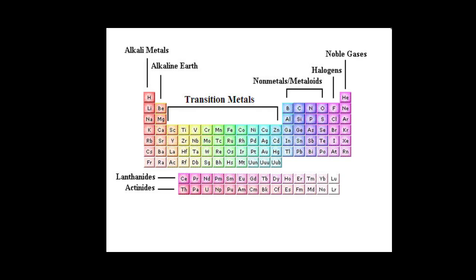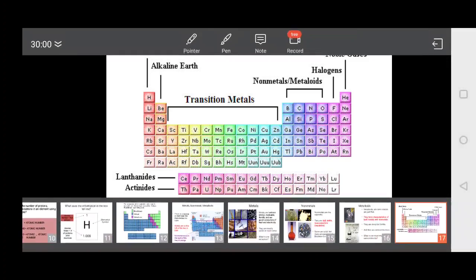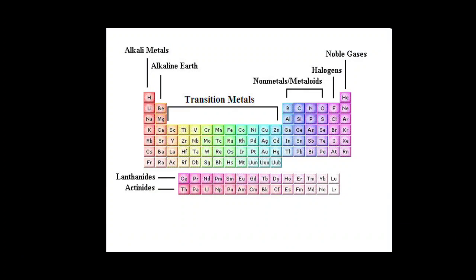So student, in the periodic table, the horizontal rows of the long periodic table are called periods, whereas the vertical columns are called groups. There are 18 groups and 7 periods.